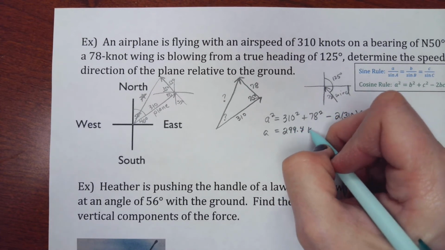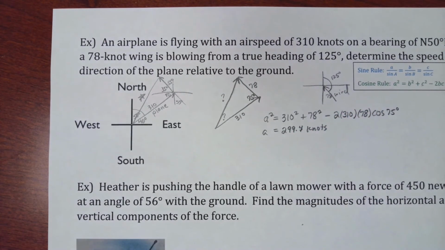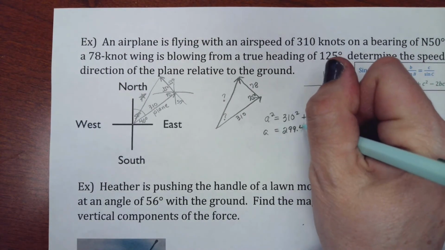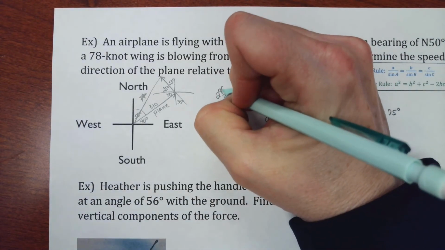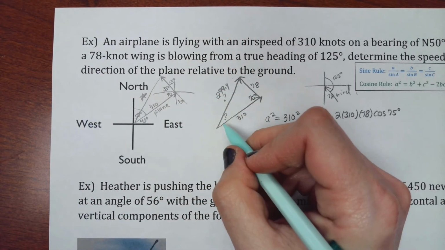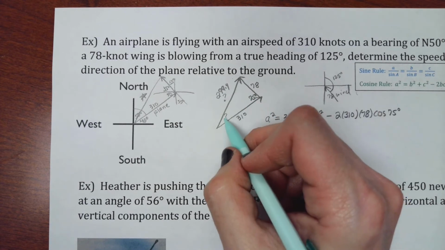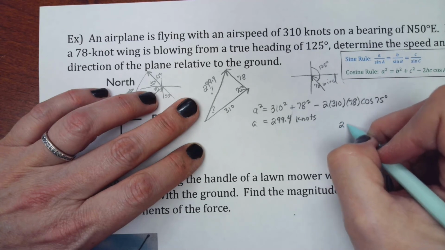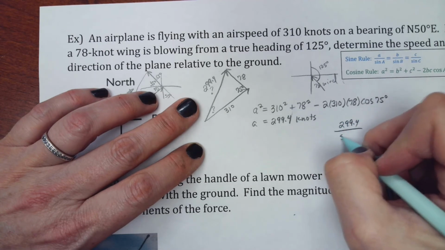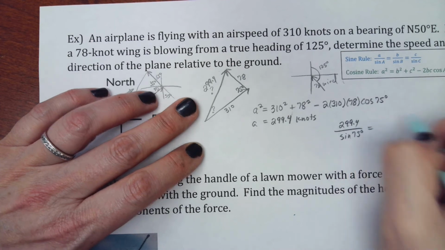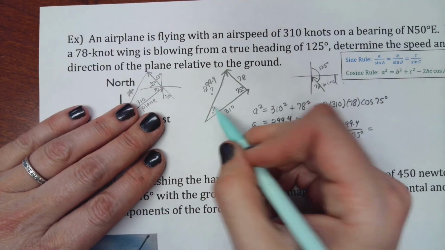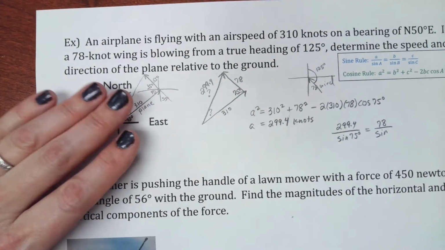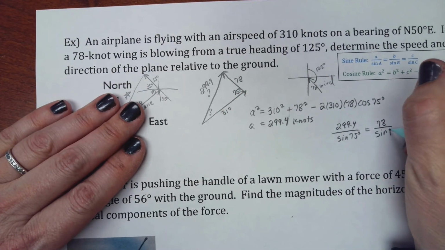Oops, 0.4 knots. Because that is the length A right there, 299.4. So now that I know that, this one over here is 299.4, now I should be able to find this angle right here, because I have a pair. So now I can use my sine rule: 299.4 over the sine of 75 degrees equals 78 over the sine of this guy. So 78 over the sine of, we'll just call that angle B.